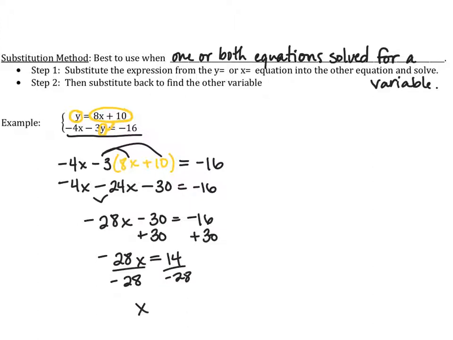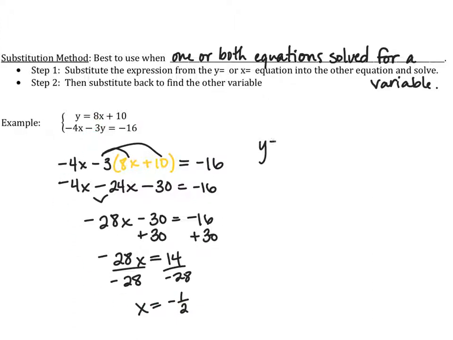I've got x equals negative 0.5 or negative 1/2. I'm going to go ahead and leave it as a fraction because that's kind of what I do. Step 2, up here, substitute back to find the other variable. So I'm going to take my first equation. You can use either equation for this, but I'm going to take the first equation and I'm going to substitute my x value, negative 1/2, into the x.